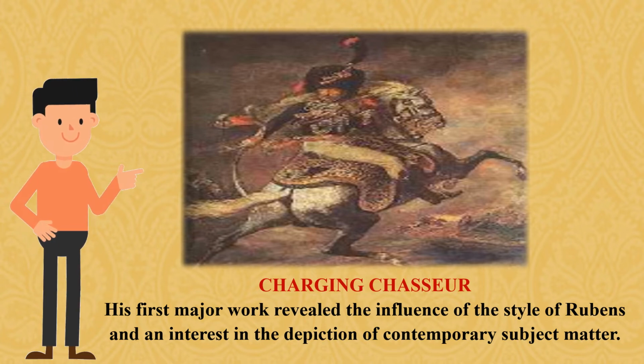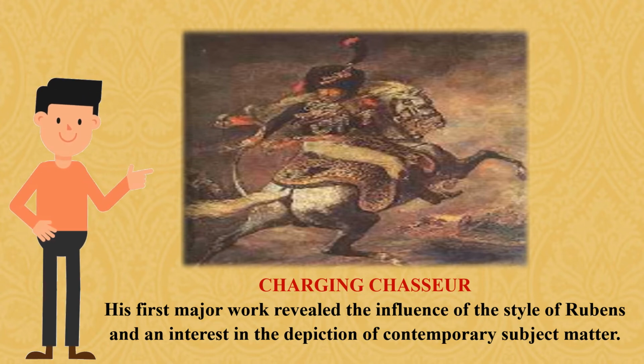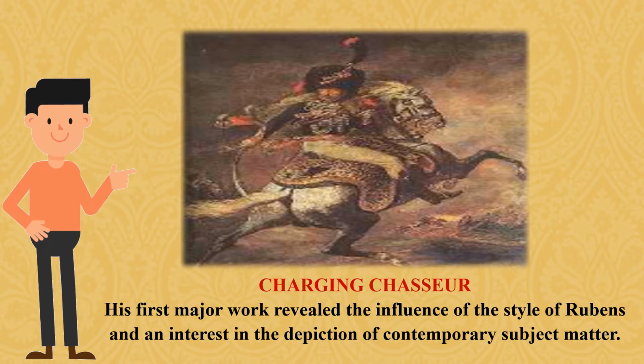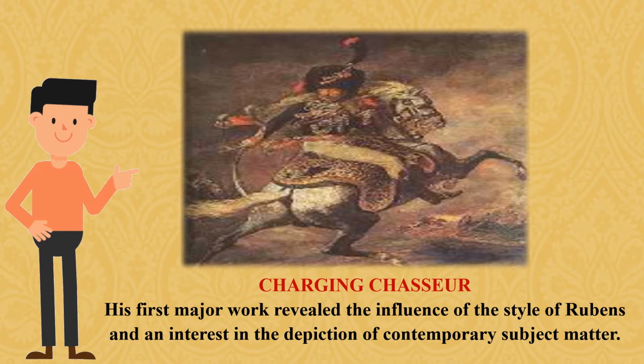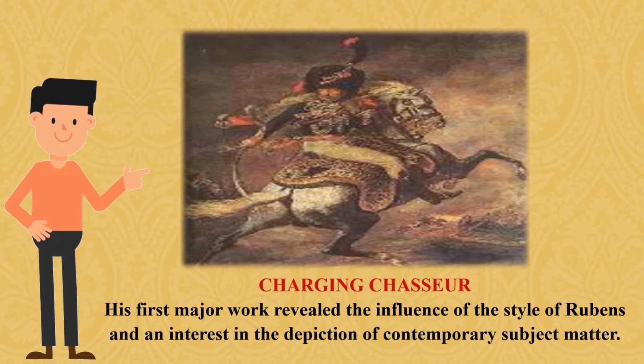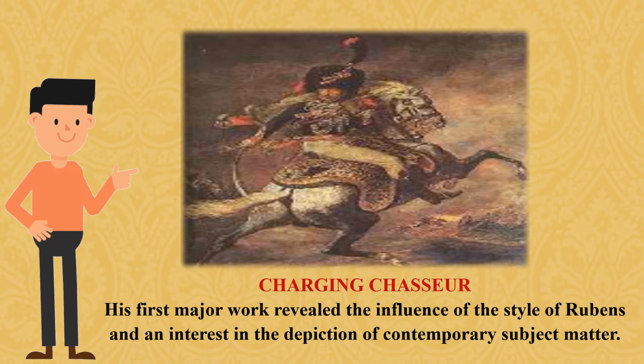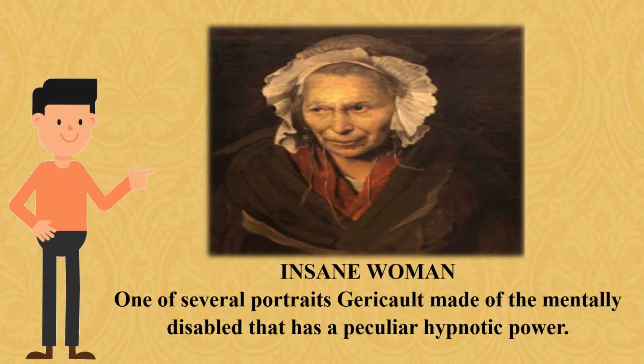The next one is The Charging Chasseur. First, let us identify what a chasseur is so that we can identify the meaning of this painting. A chasseur is a soldier, usually in the light cavalry, equipped and trained for rapid movement, especially in the French army. That's why you can see a soldier riding on a horse. This first major work revealed the influence of the style of Rubens and an interest in the depiction of contemporary subject matter.